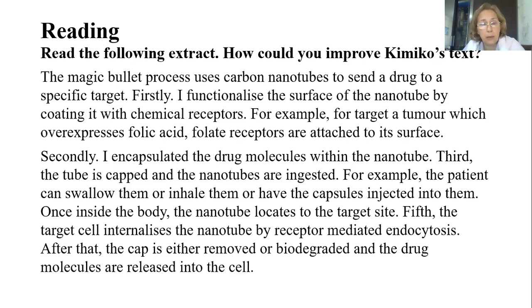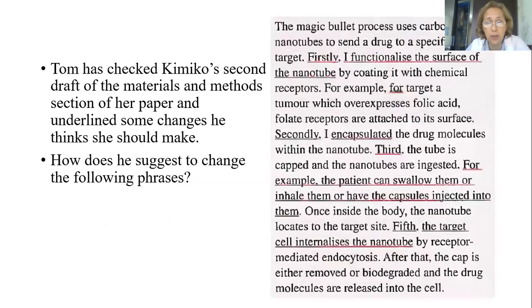Okay, actually, so we are going to listen to a specialist, just a professor, who gives recommendations to Kimiko about the structure of her text, so the style of her text. And you can see that here, Tom has checked Kimiko's second draft of the material and methods section of her paper, and he has underlined some changes he thinks she should make. So as you see, firstly is underlined, secondly, as Aidana said. So he has underlined this.